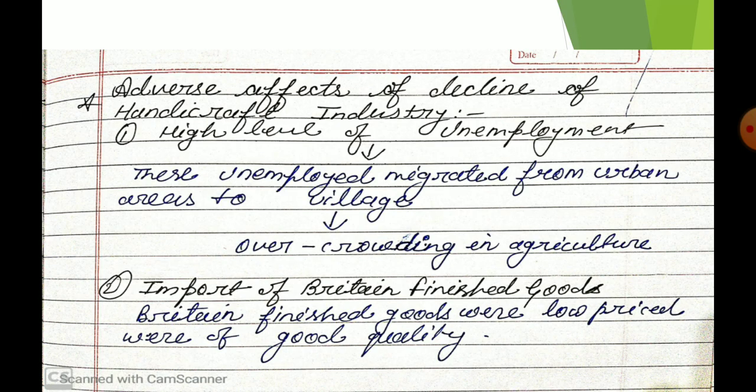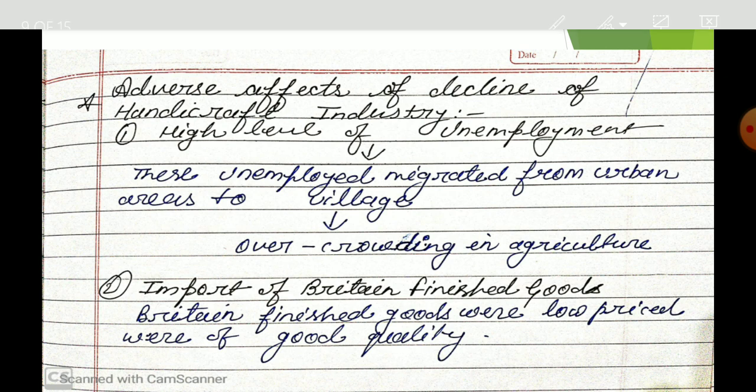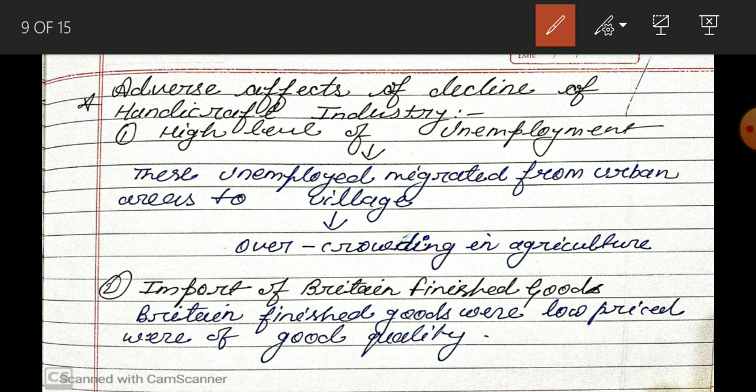Now, what will be the impact of this systematic deindustrialization? So there are two impacts of this systematic deindustrialization. Okay, when the industrial sector started to close up, what was the impact? The first impact is a high level of unemployment. People are unemployed.